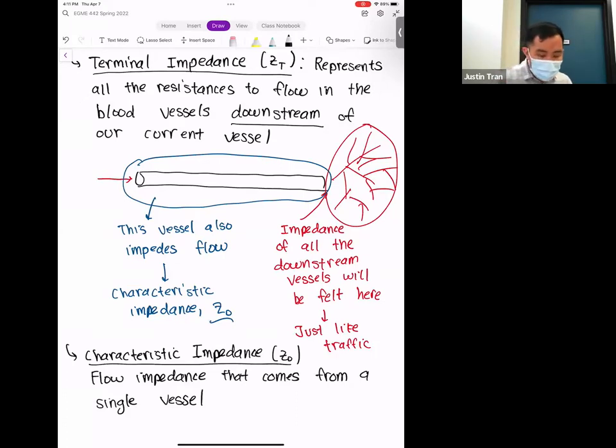One way to think about this is that I've drawn a network of vessels at the end right here. Each of these vessels has its own characteristic impedance, because each individual vessel will apply some kind of resistance to the flow. Anytime you look at a single vessel by itself, it has some characteristic impedance. So you can think of the terminal impedance as the collective effect of all the characteristic impedances downstream of that vessel.